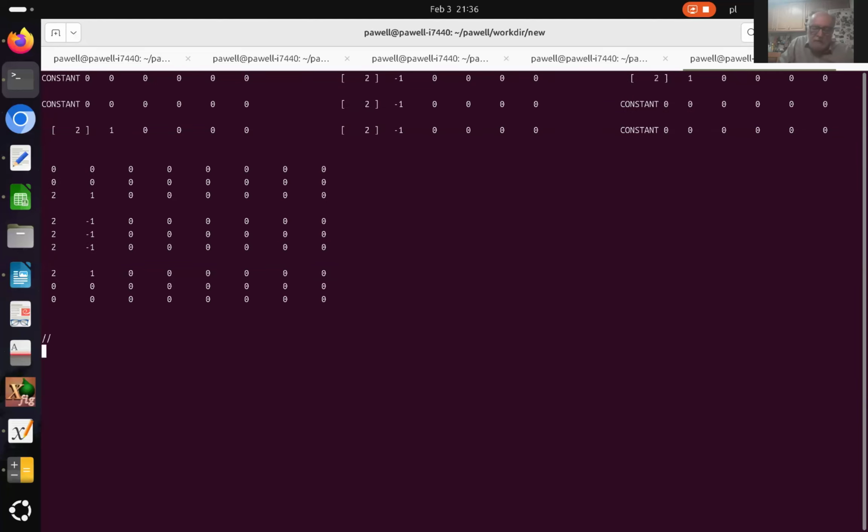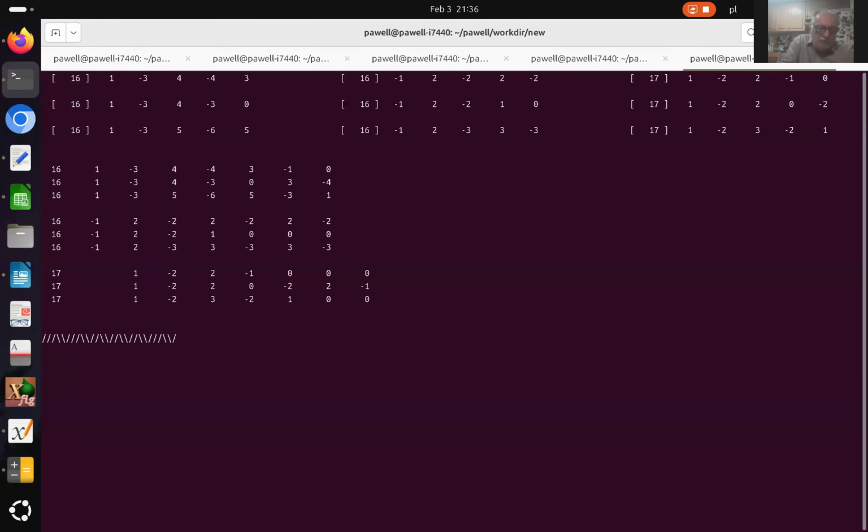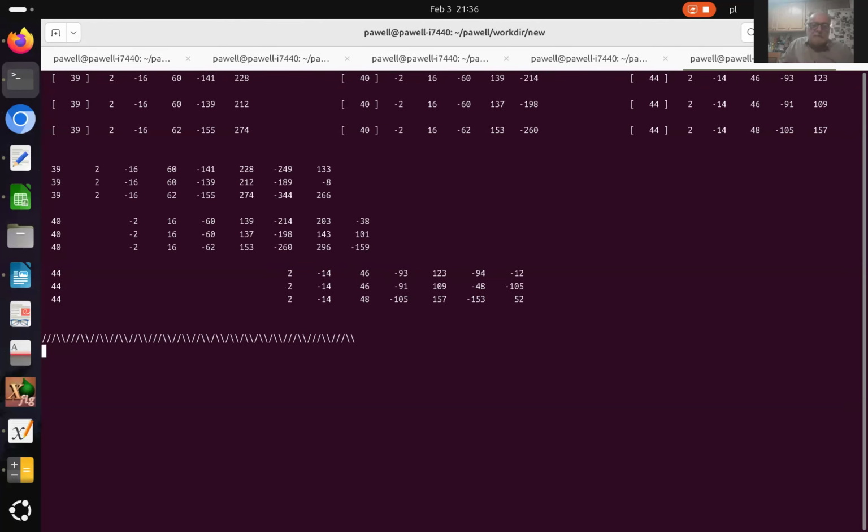What is it good for? Let's see. Something very special here. It starts with s cube tau square, s cube tau square, tau, s cube tau square, and so on.